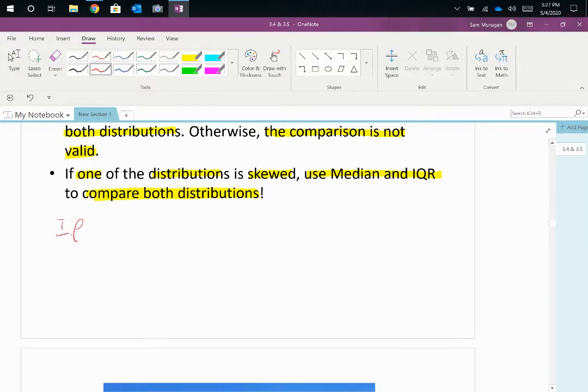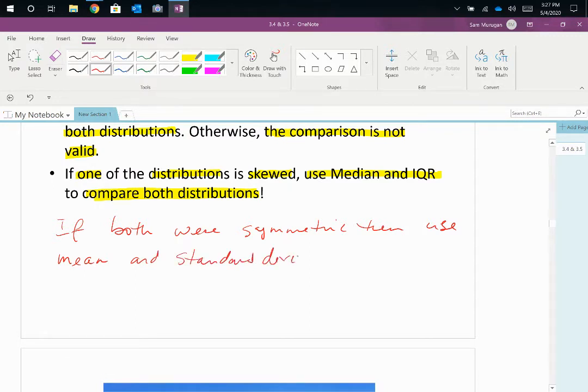So if both were symmetric, okay, make a note here, if both were symmetric, then use mean and standard deviation for both.